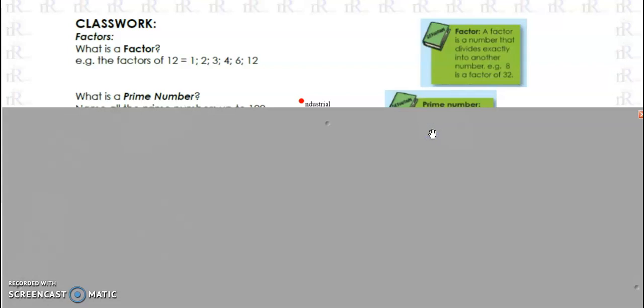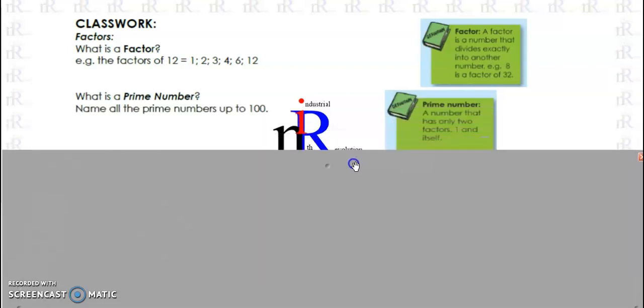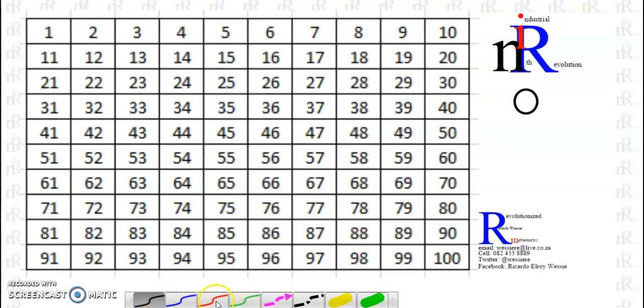What is a prime number? A prime number is a number that is only divisible by itself and by 1. It's got no other factors. Can you name all the prime numbers up to 100? Let's see if you can assist me to show all the prime numbers.